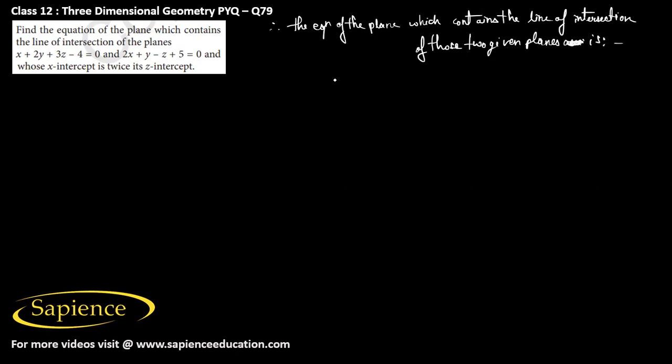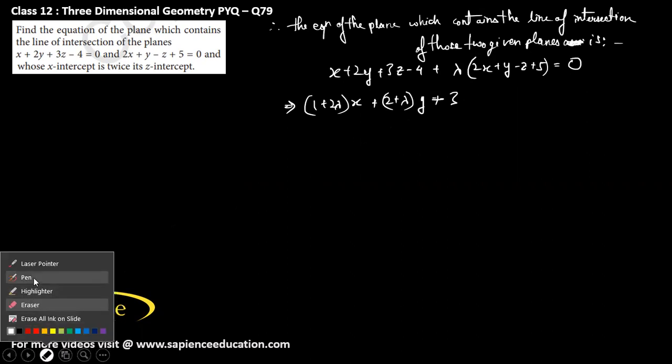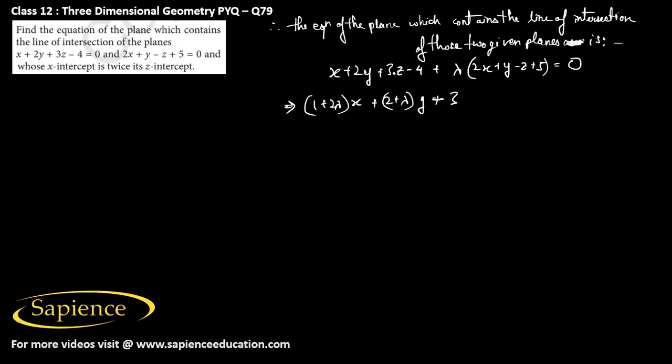is given to be x plus 2y plus 3z minus 4 plus lambda into 2x plus y minus z plus 5, that is equal to 0. So we will get 1 plus 2 lambda into x, then plus 2 plus lambda into y, and plus 3 minus lambda into z, and minus 4 plus 5 lambda, that is equal to 0.